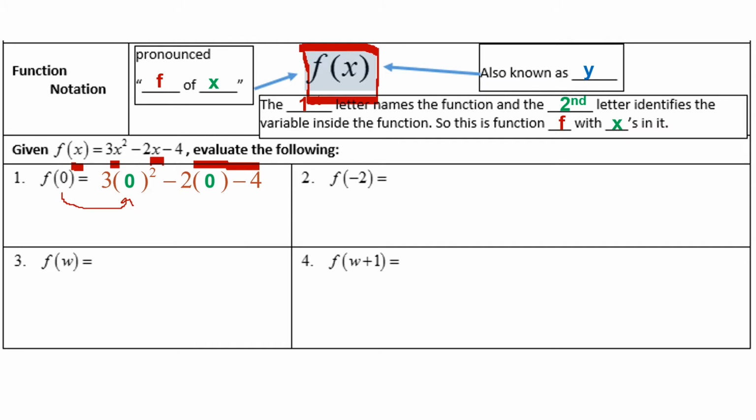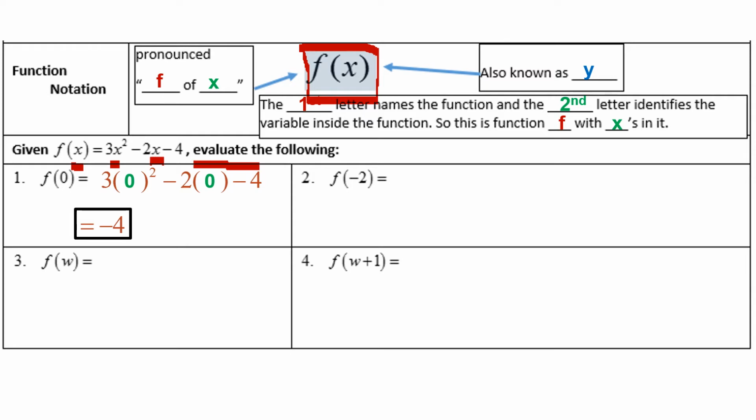Okay? All right. So here we go. When we do that and we evaluate, we say 3 times 0 squared, which is 0, minus 2 times 0, which is 0, minus 4. So the final answer is negative 4. Let's take a look at number 2.